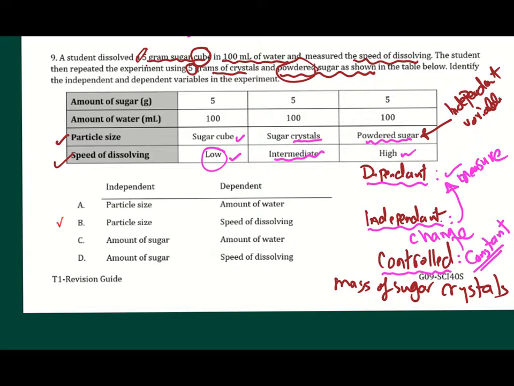So as a result of changing this independent variable, the dependent variable is changing also. So the speed of dissolving here is the dependent variable. The independent variable is the particle size, and the speed of dissolving is the dependent, while the amount of water is controlled because it's constant, and also the amount of sugar is controlled.